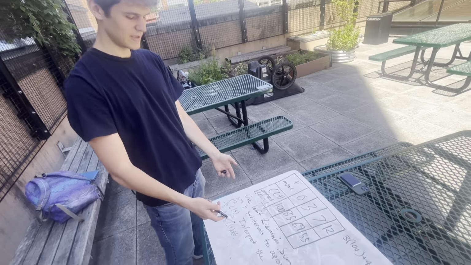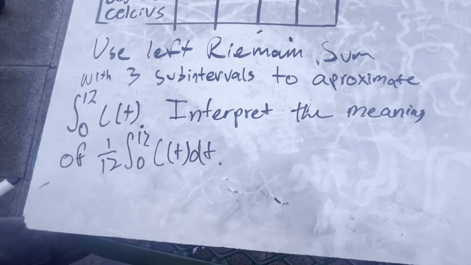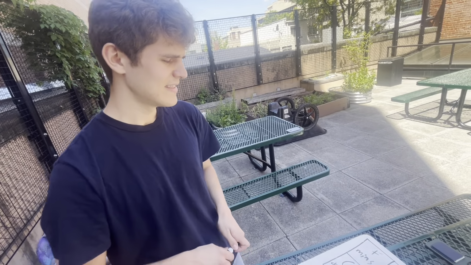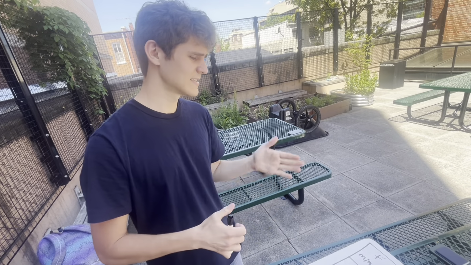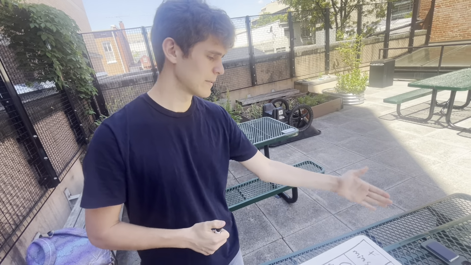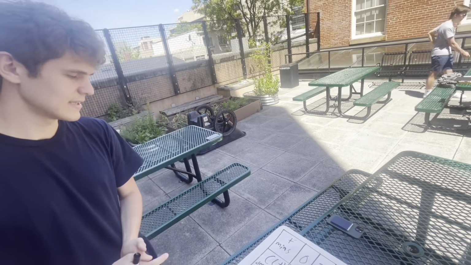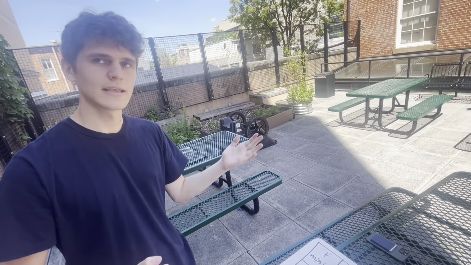Next, you have to interpret the meaning of 1/12 of that, which is essentially the average of how many degrees the temperature changes per minute over the period 0 to 12. So it's saying how much it would change per minute in Celsius.